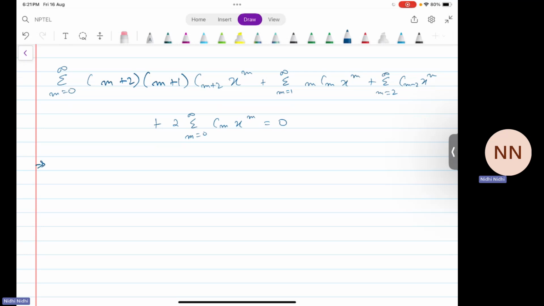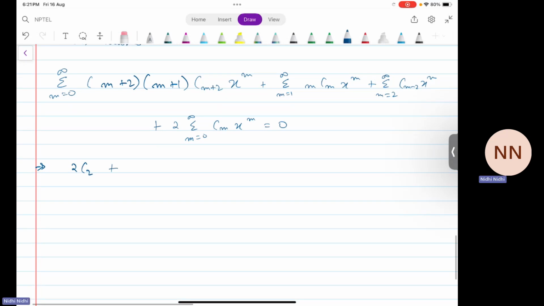This implies 2c2 plus 6c3x, just taken out the first two terms. Then I'll take out the first term of the second series, c1x.